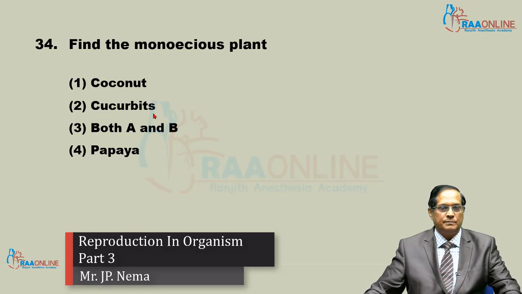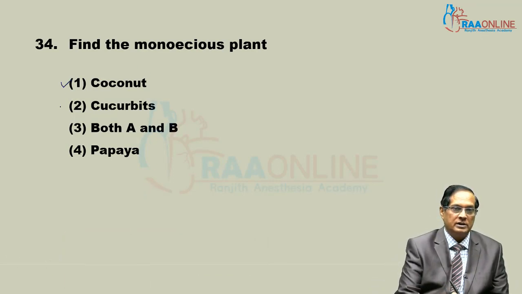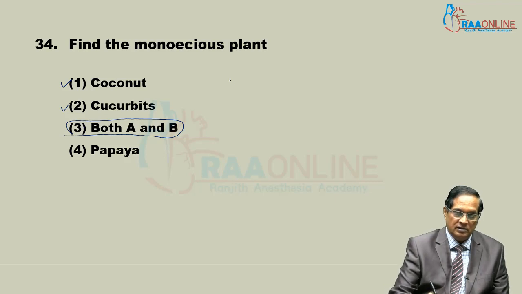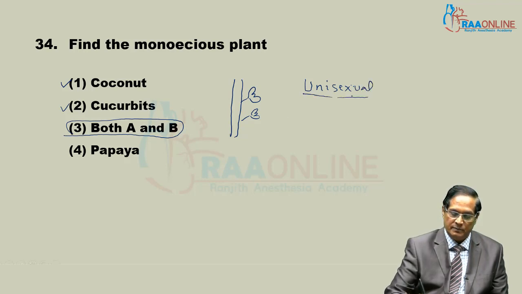34. Monoecious plant. Coconut and cucurbits both are monoecious. This is a plant that bears male and female flowers both. The flowers are unisexual, that is, male flower and female flower.